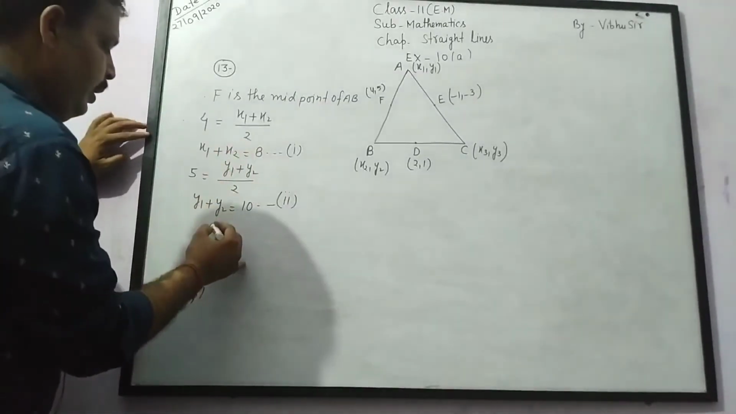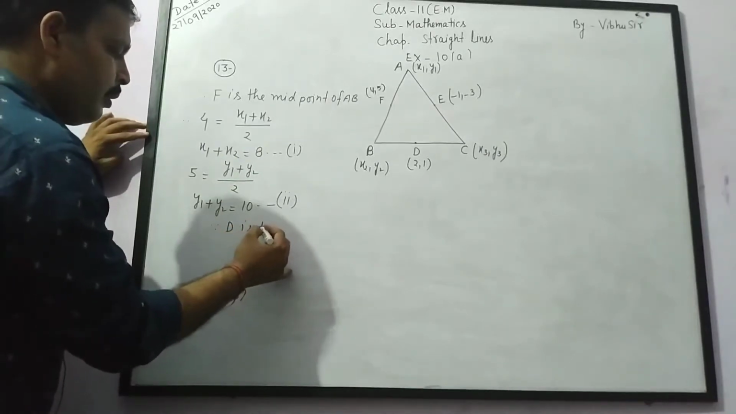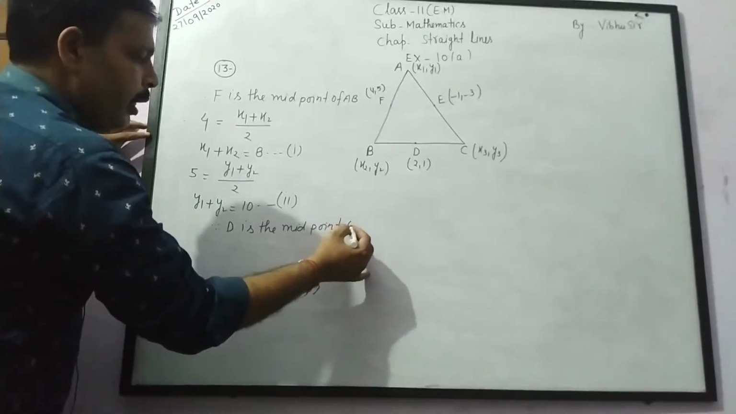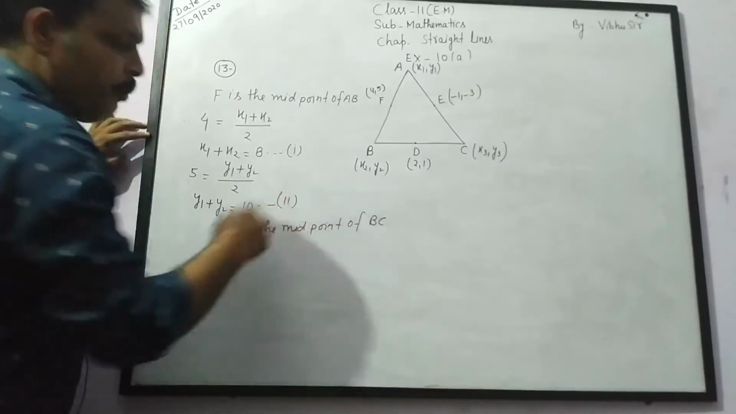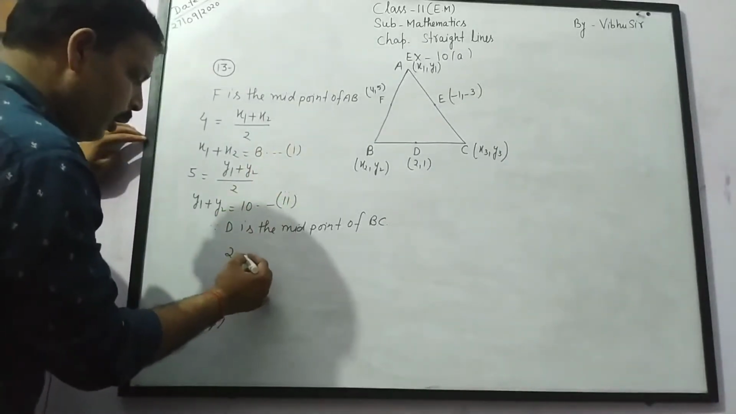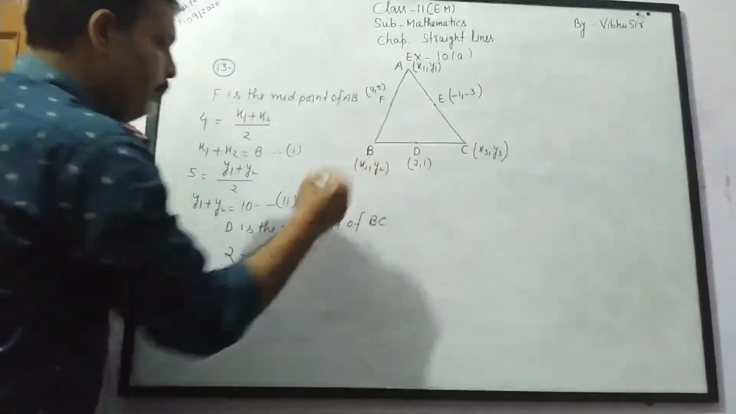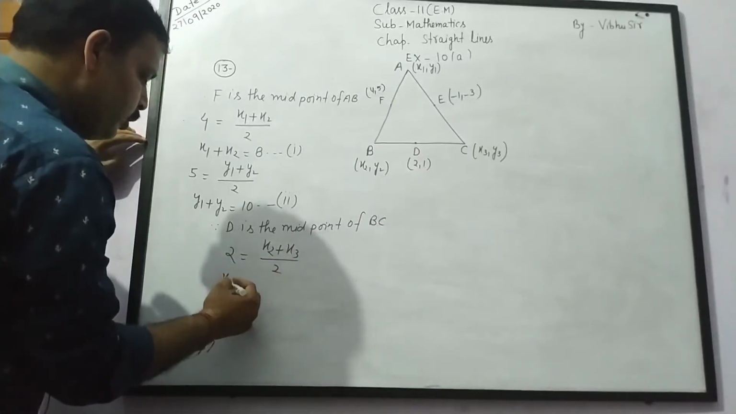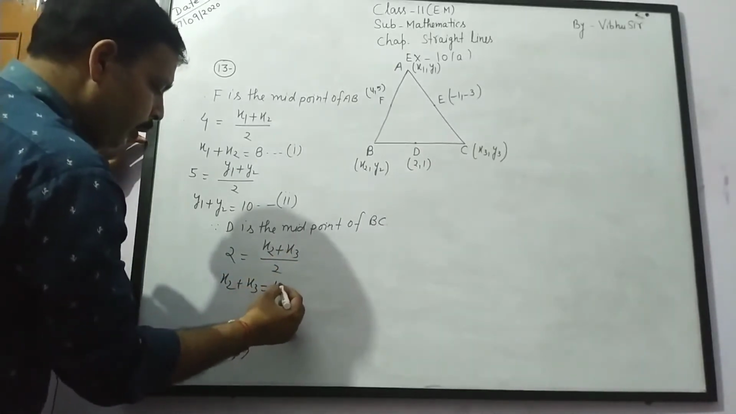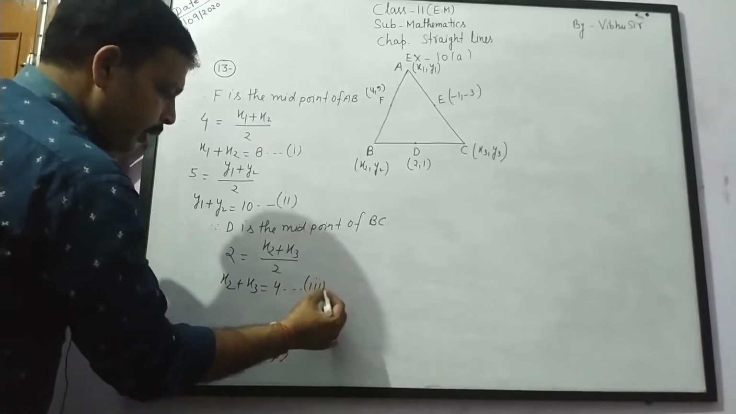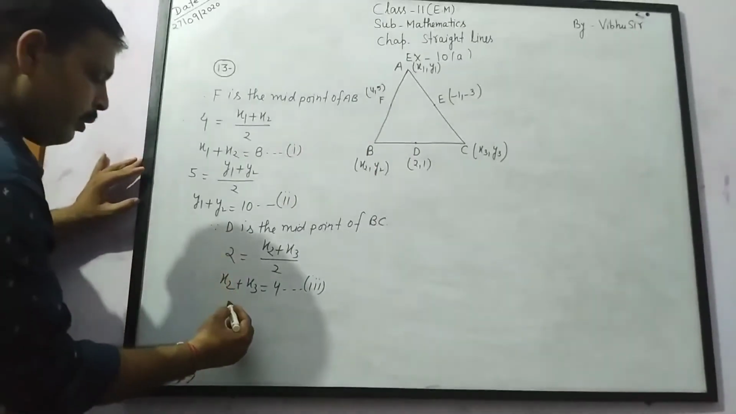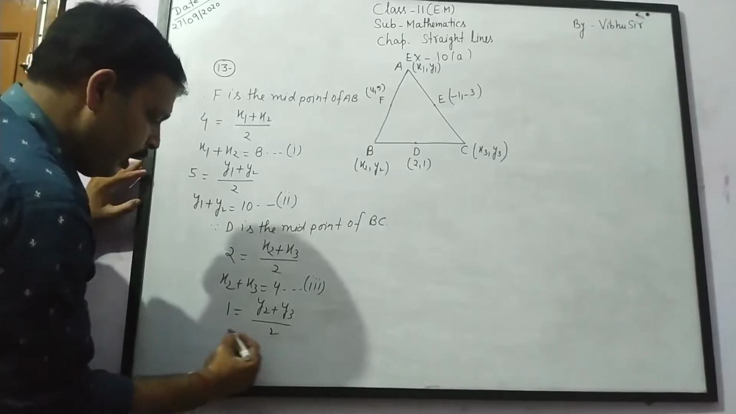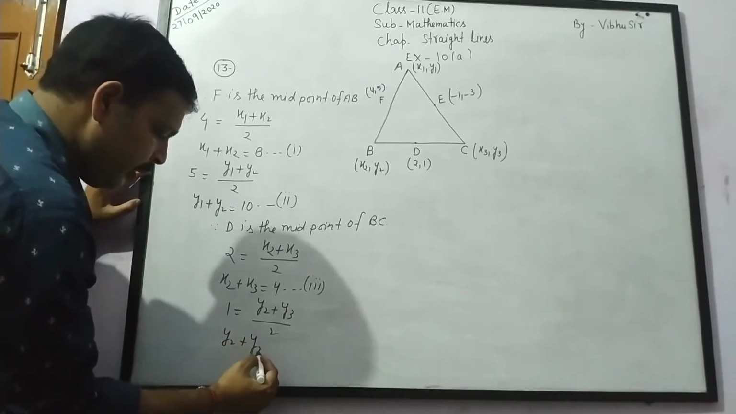Take D. D is the midpoint of BC. Therefore the x coordinate of the midpoint is 2, and using the formula, (x2 plus x3) upon 2 equals 2, therefore x2 plus x3 equals 4. Equation number 3. The y coordinate of D is 1, equal to (y2 plus y3) upon 2, therefore y2 plus y3 equals 2.